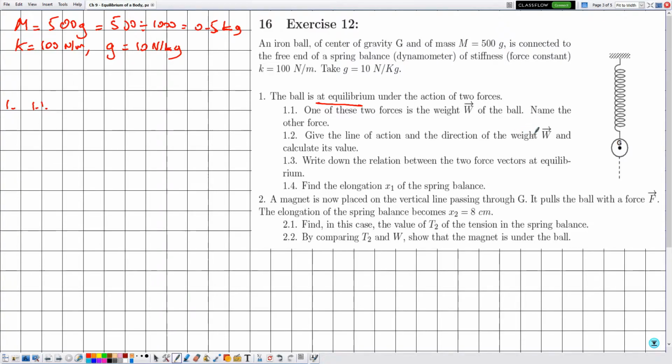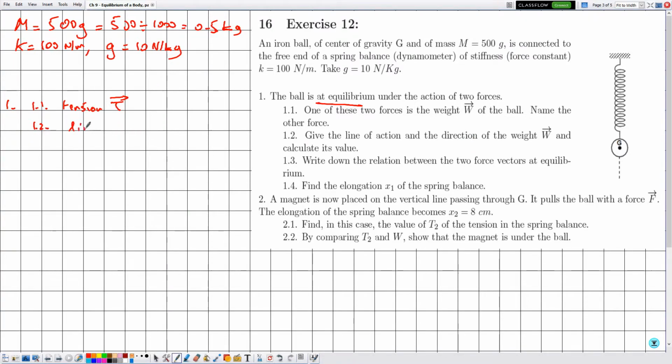One of these two forces is the weight W of the ball. Name the other force. Because we have a spring, it will be subjected to the tension T. Give the line of action and the direction of the weight and calculate its value.